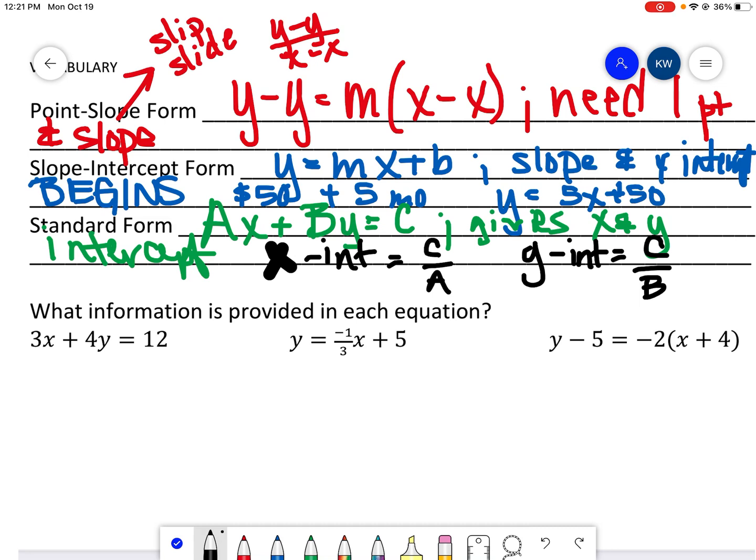So if I were to give you these three equations and ask what kind of equations they are, and what information they provide, you should be able to do that by looking at which of the formats they match. Now, this first one, does it fit y equals mx plus b? Well, no, because it doesn't start with y equals. Does the second one? Well, yes, because it has y equals mx plus b. So this is in slope-intercept form.